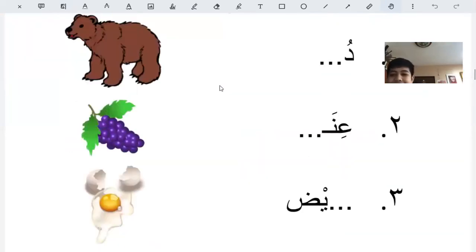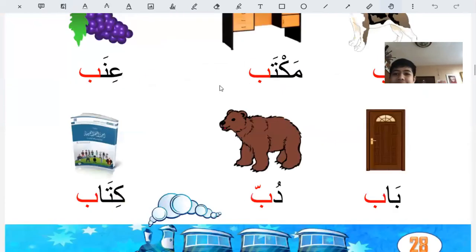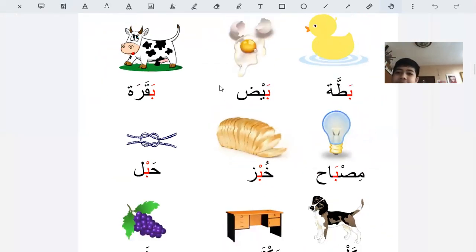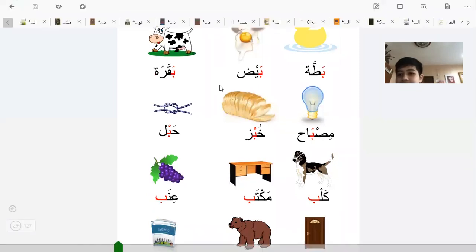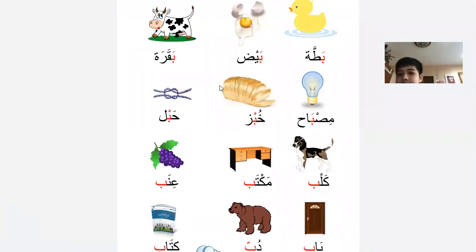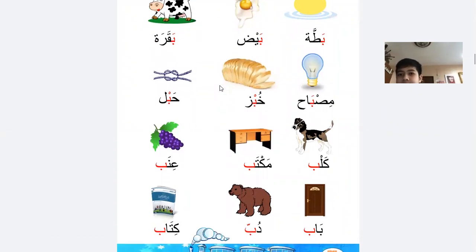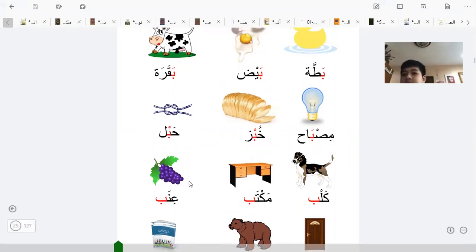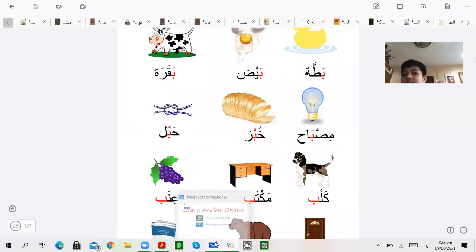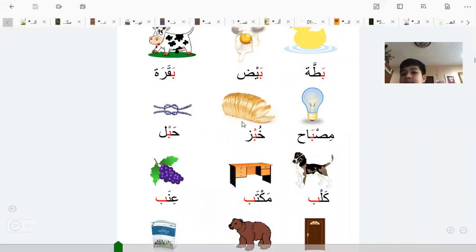You need to memorize this vocabulary. You will memorize it and then you will write it on your notebook, without taking help from any dictionary or anything. First memorize their meaning, then write it on your notebook. Okay. Any question?